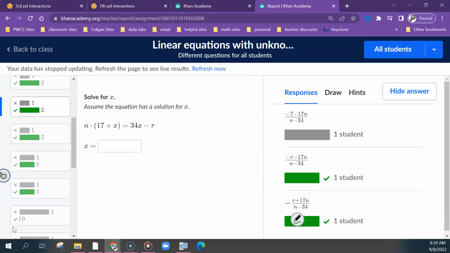Or you'll see something like this, where you're trying to solve for the variable, but it's inside parentheses. And this is an extra step from the one before, because for this one, I would need to distribute. And then I would need to get the same variable on the same side, and everything else on the other side. So I could move this 34 over and move this 17n over.